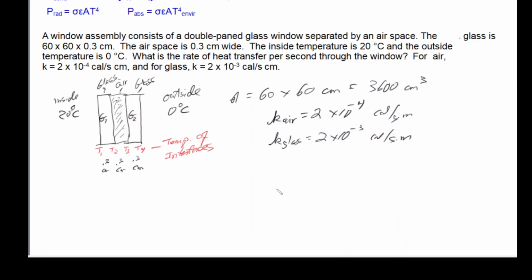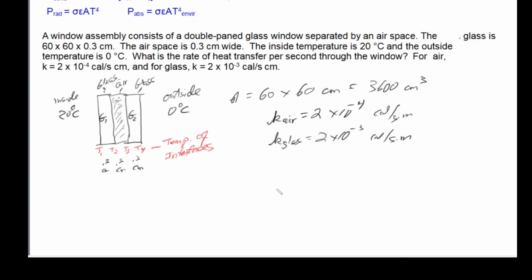What is the rate of heat transfer per second through the window? For air, thermal conductivity, K equals 2 times 10 to the minus fourth calories per second per centimeter. And for glass, K is equal to 2 times 10 to the minus third.